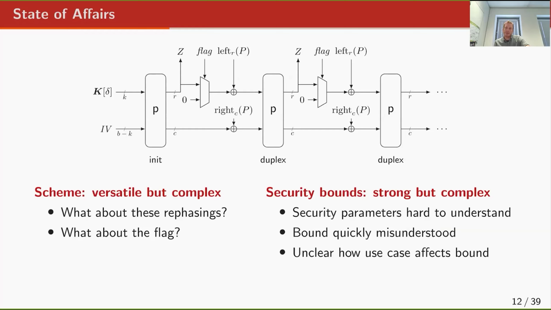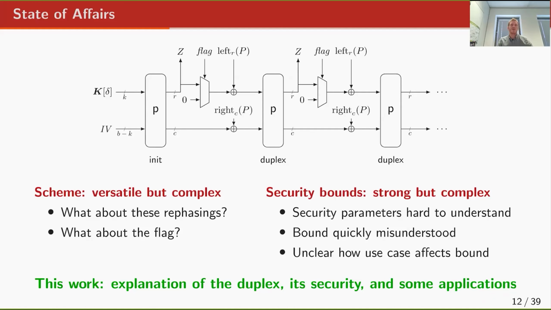There was an application of the Zodiac authenticated encryption scheme, which was based on the bounds of the duplex, and they misinterpreted our bounds. It's actually also unclear what use cases follow from the duplex and how the bound corresponds to these use cases. And this article, this presentation, gives a whole explanation of the duplex, the history of the duplex, its security, and some applications. And I will capture most of those also in this presentation.